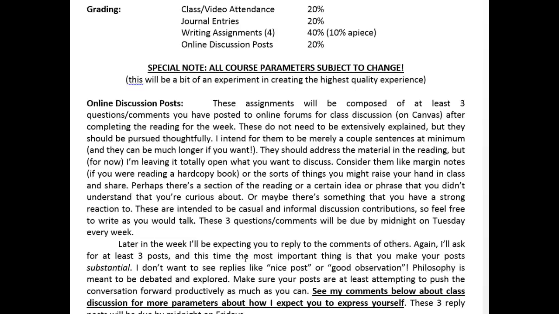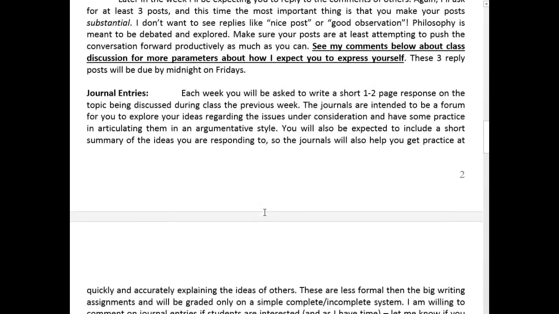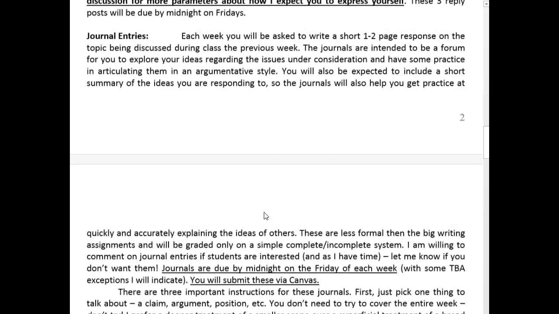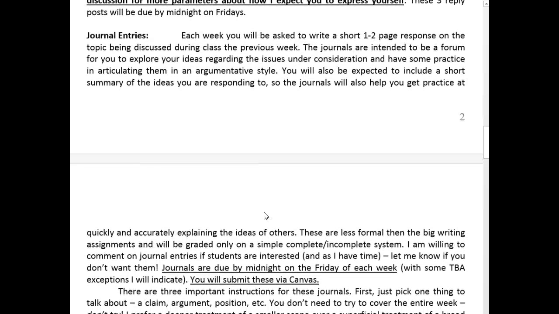Journal entries are also 20% of your final grade. And let's scroll down to where I talk about the journals. So here I say each week you'll be asked to write a short 1 to 2 page response on the topic being discussed during class the previous week. Now, because our reading schedule can sometimes get a little flexible, pretty much anything that we did during the week is up for discussion in this journal entry.